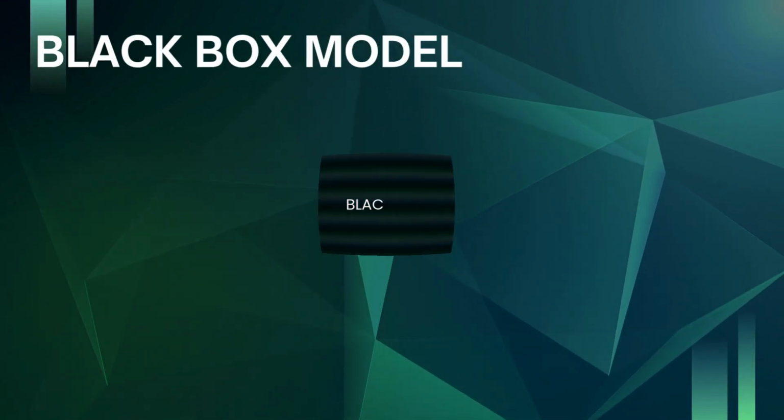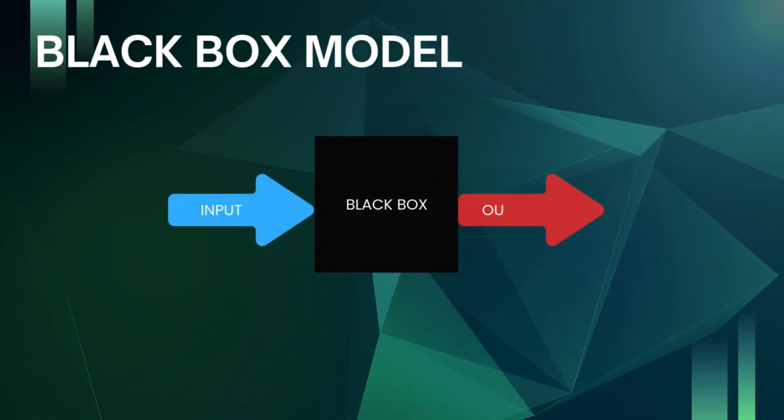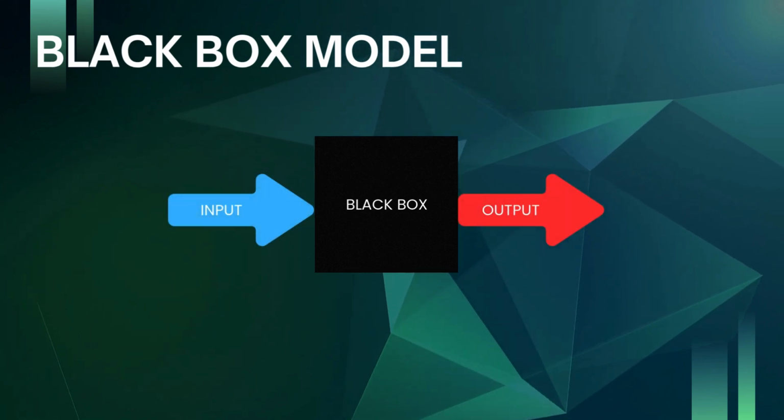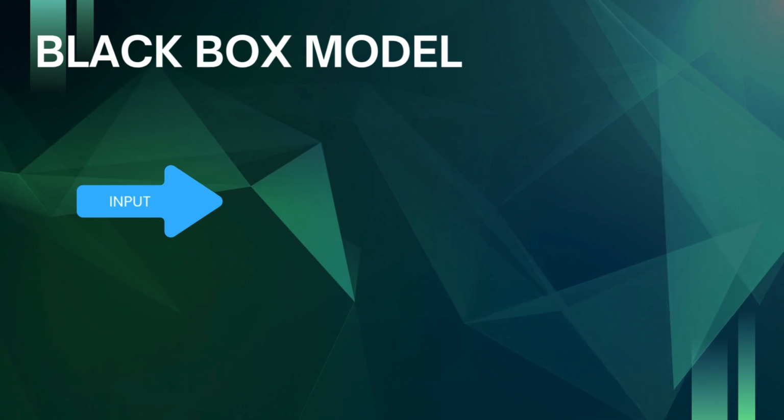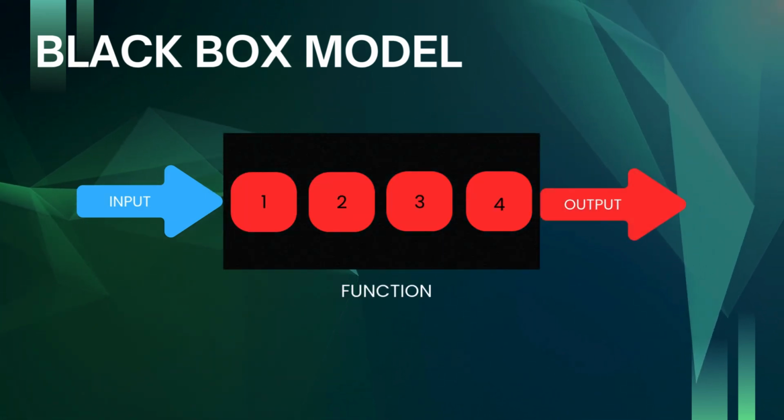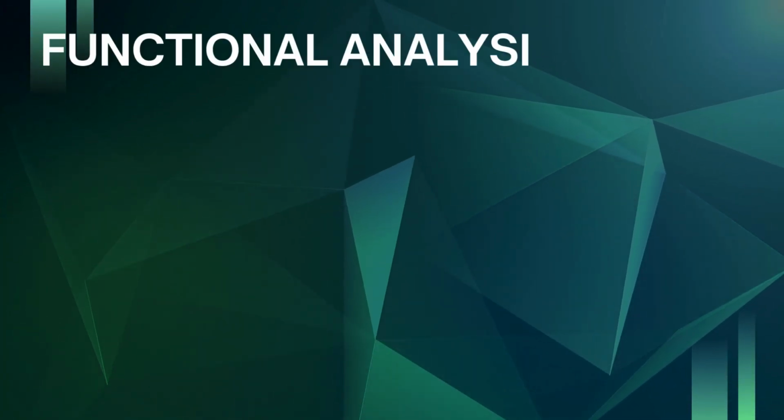The process begins with the identification of process input and output. It is followed by the identification of the main process or function to be done by the design. This process is called functional analysis.